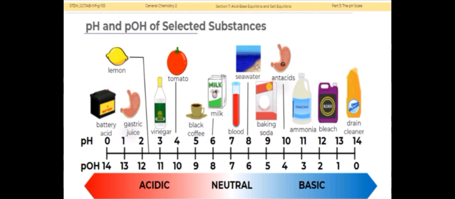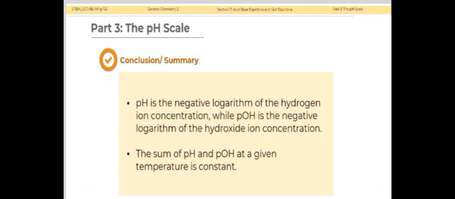Drain cleaners are made up of a base like sodium hydroxide, which helps in breaking down drain clogs like fats and other organic material. To summarize, pH is the negative logarithm of the hydrogen ion concentration, while pOH is the negative logarithm of the hydroxide ion concentration. The sum of the pH and pOH at a given temperature is constant.